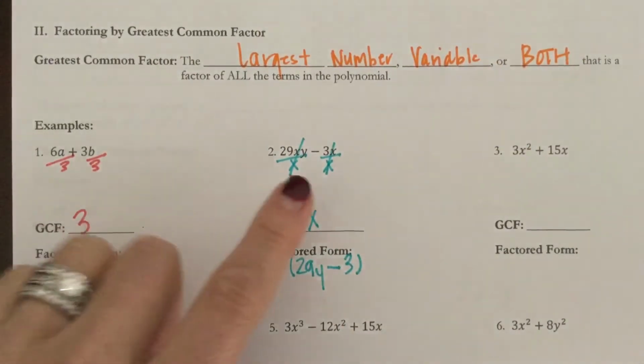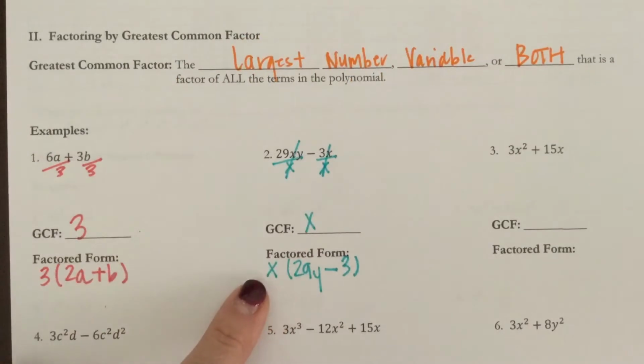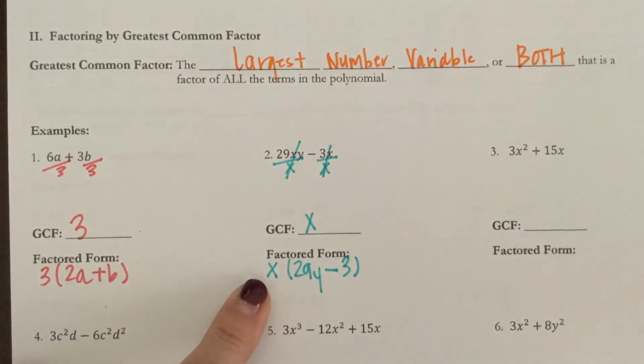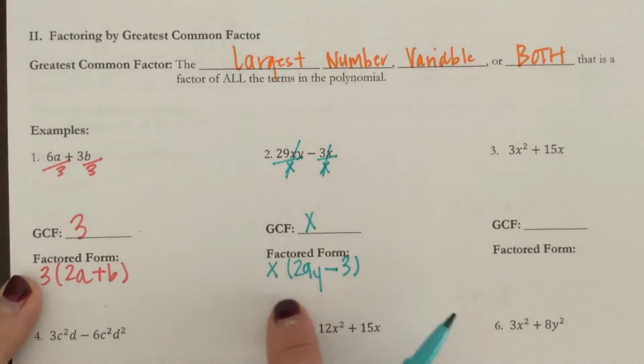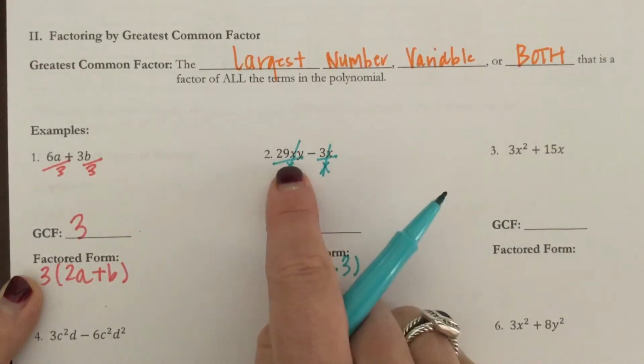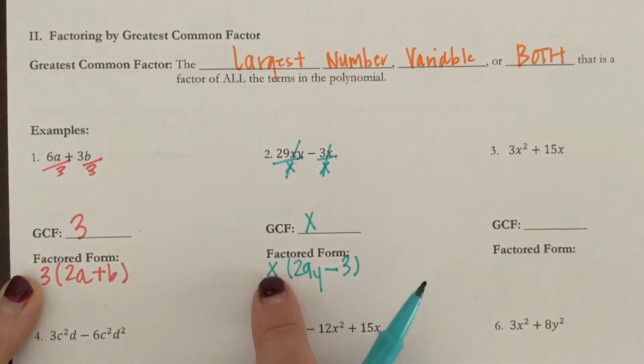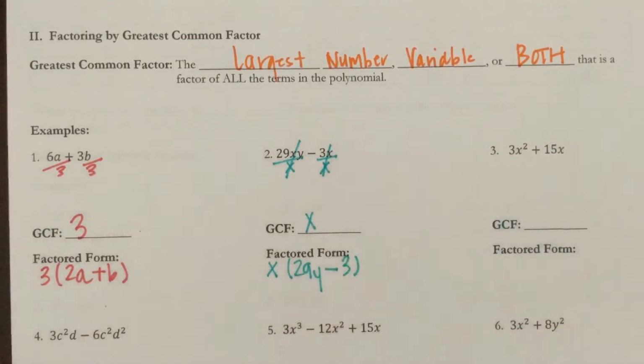So I have successfully taken my subtraction problem and rewritten it as multiplication. x times 29y minus 3. And if I think about distributing this, x times 29y makes 29xy, and then x times -3 makes -3x.